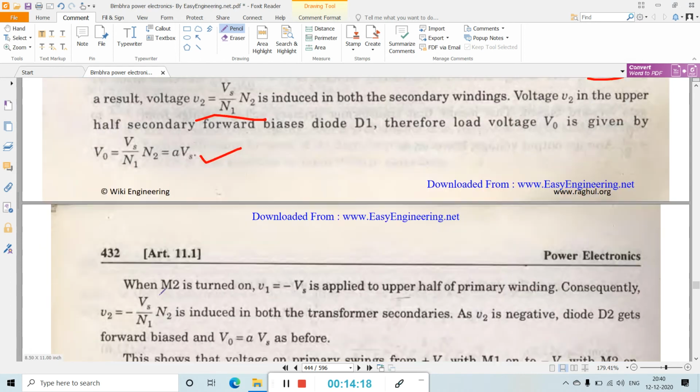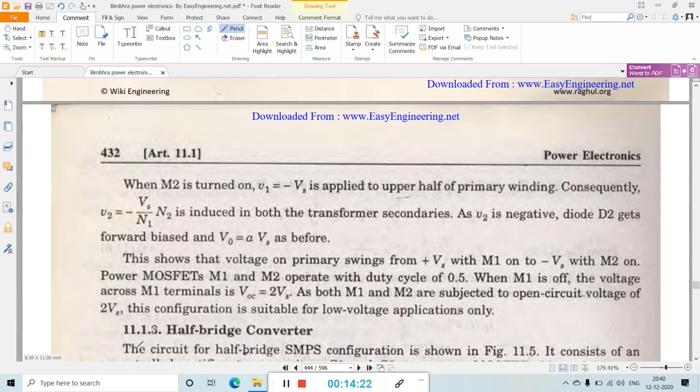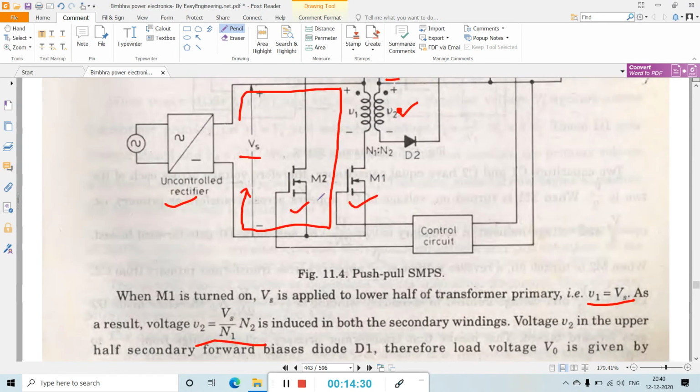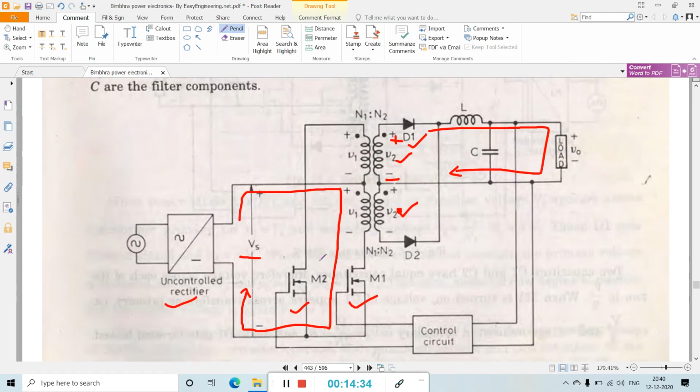Here alpha represents N2 by N1. Similarly, when M2 is turned on, V1 is equal to minus Vs applied to the upper half of the primary winding. See, when M2 is turned on, the path is like this, through M2.